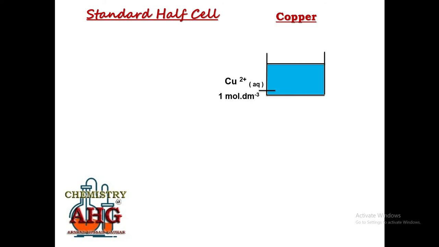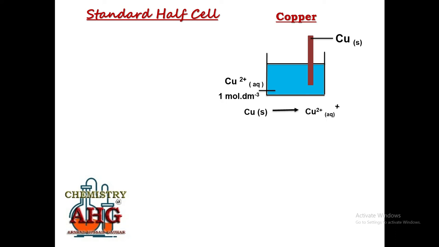As I have told you already, no need to make this diagram colored in your exam. Simply in the exam you will just give an idea that there is copper solution having a concentration of 1 mole per dm cube. Since copper is a metal, we will dip in a plate or rod of copper, and when copper is dipped into its own ionic solution, two processes will start. One will be oxidation, the other will be reduction.